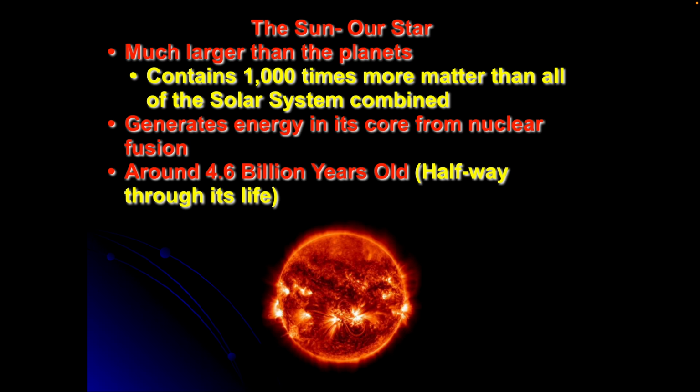Big, big, big. It contains 1,000 times more matter than all of the rest of the solar system combined. It generates energy in its core from nuclear fusion. When you hear that word fusion, that means things coming together. So elements, hydrogen, fuse together to form helium. In that process of nuclear fusion, a ton of energy is released, and that is what we see in the sun. The sun is around 4.6 billion years old, we believe.